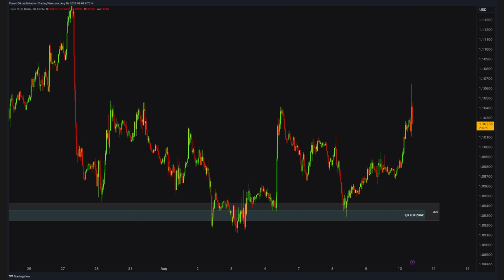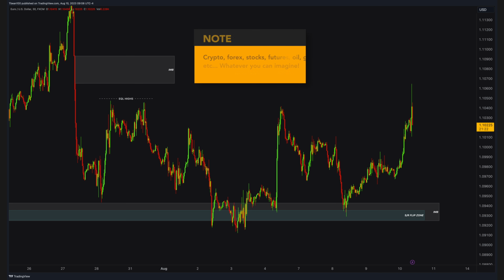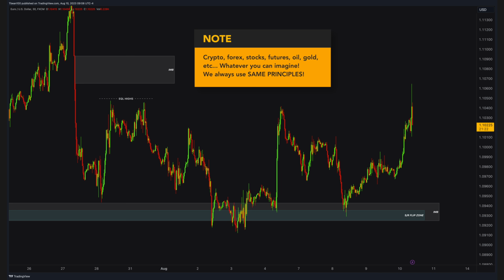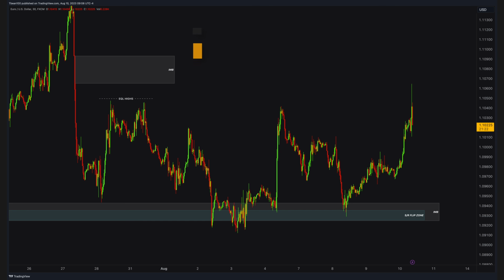Now getting an even closer look with the 30-minute time frame. The first thing you can easily notice is these equal highs and the nice large imbalance above them. Why do I show this to you? I want to prove that crypto or Forex or stocks, it does not matter. We always trade the same concepts and the same things keep happening in every asset class.